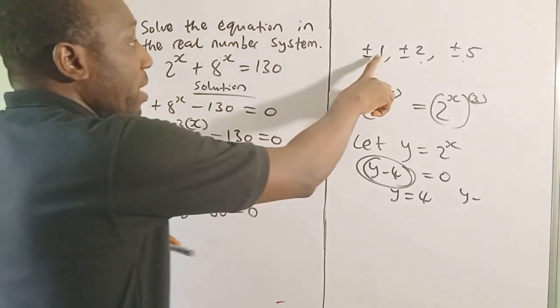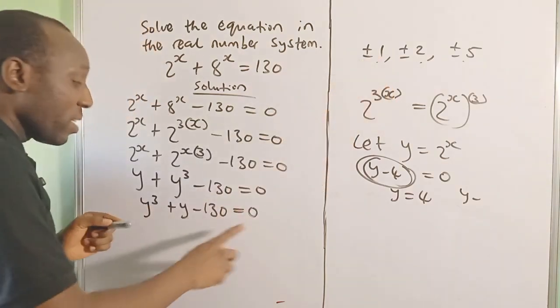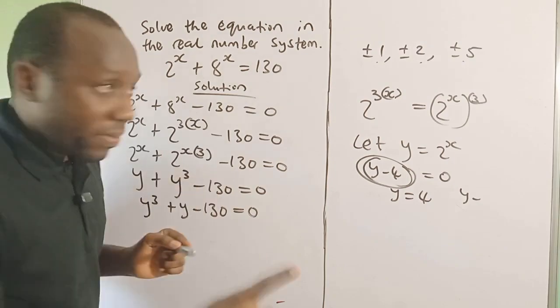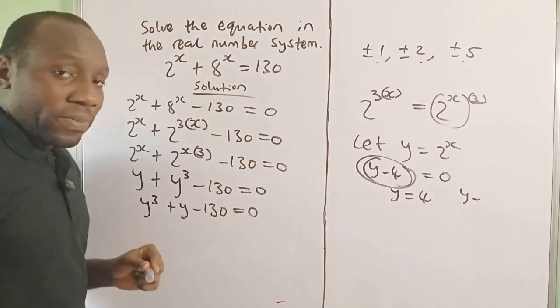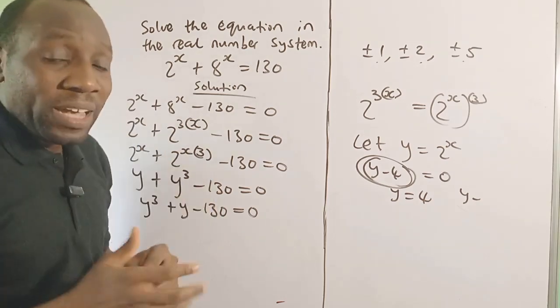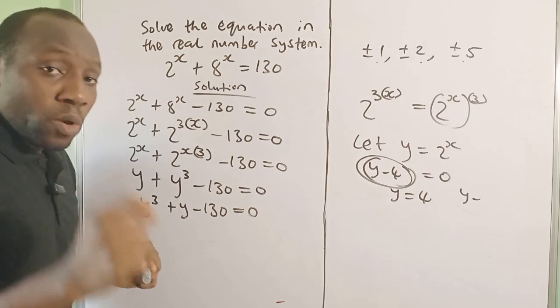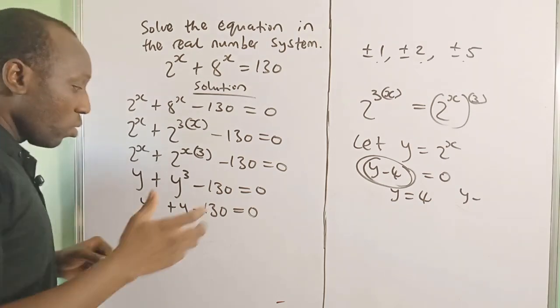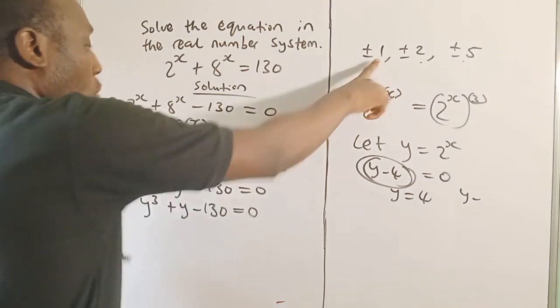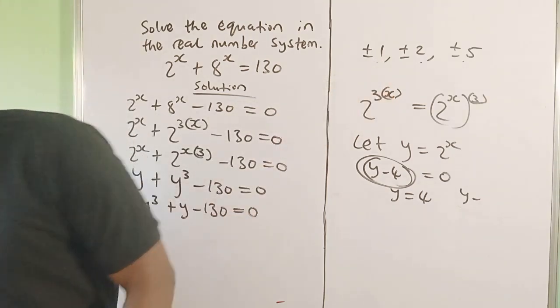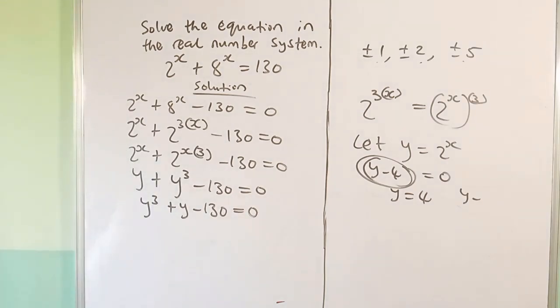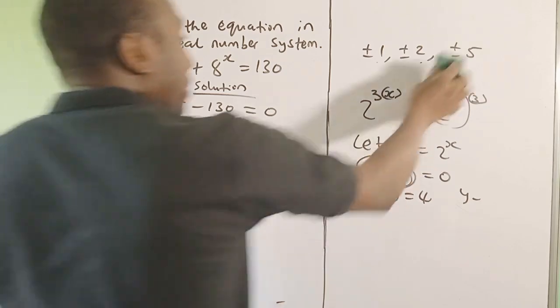So we're going to keep testing plus or minus 1 into this. If it does not give us 0, it is not a factor. Plus or minus 2 into this. If it does not give us 0, it's not a factor, until we get 0 before we can conclude that that particular number is a factor. So let's do some tests here. I'm going to start with plus 1. Plug it into this cubic equation and let's see what that gives us. So let me erase this and let's do some tests here.